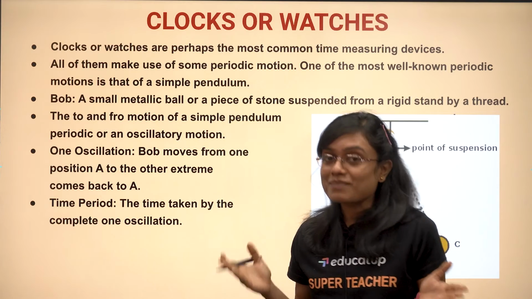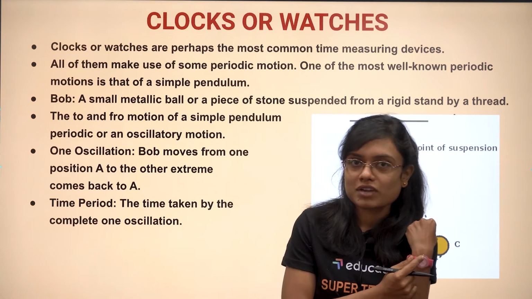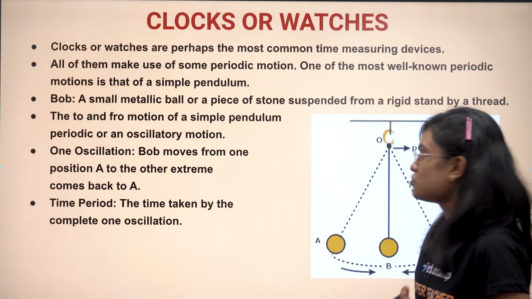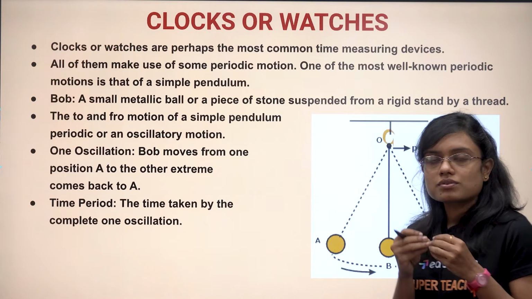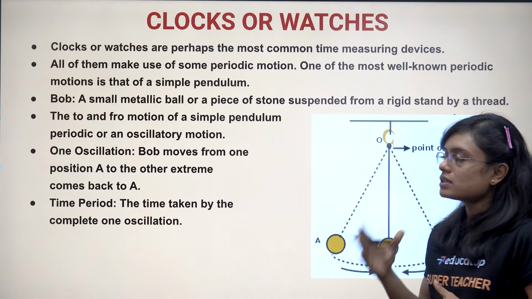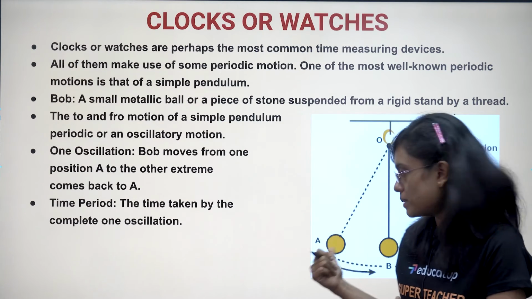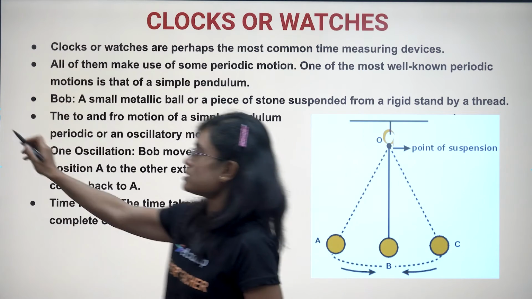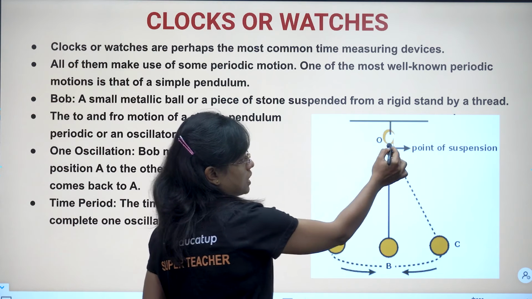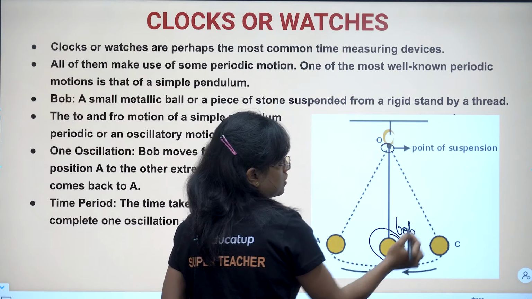Clocks or watches are something which is very much in your time, in my time, and we use them. Right now, I am also wearing a watch. So, clocks or watches are perhaps the most common time measuring devices. All of them make use of a very simple periodic motion, and that is the motion of a simple pendulum. Most of the watches and clocks are based on this particular thing. We need to understand it. Already you people are aware. This is a pendulum. A pendulum is something which is suspended with a thread. A bob is there. This is a bob, isn't it?